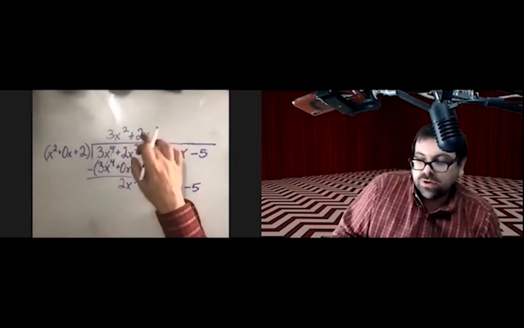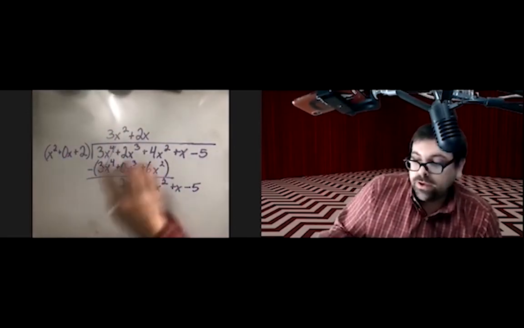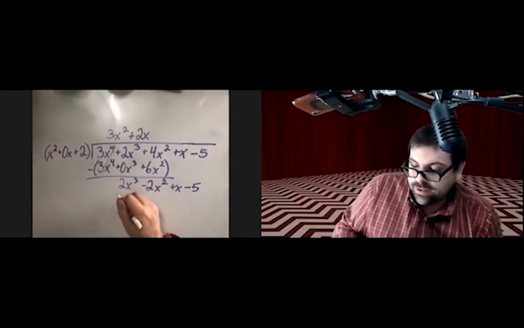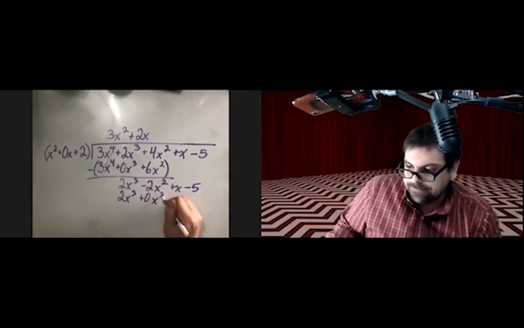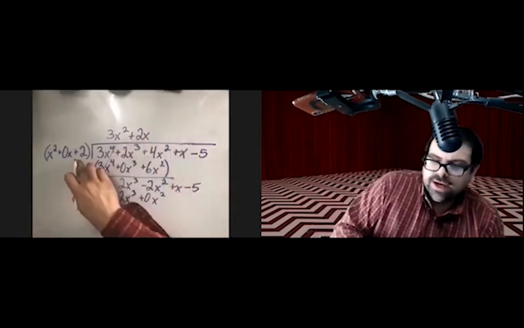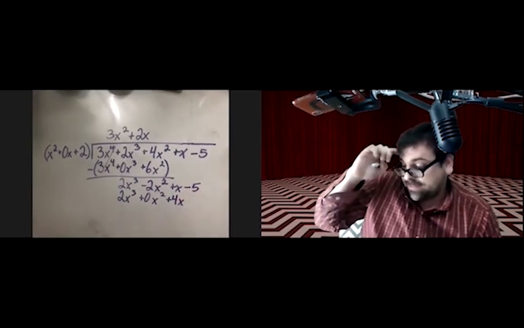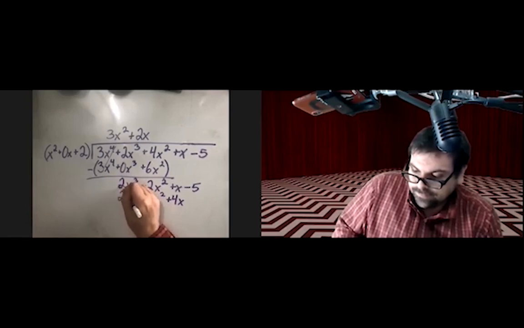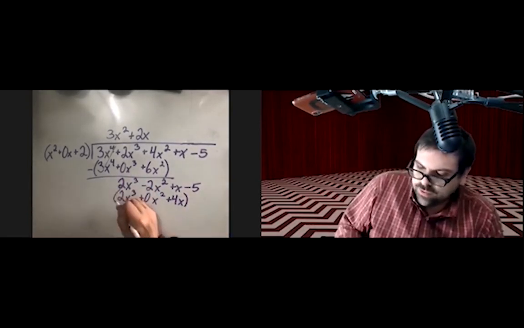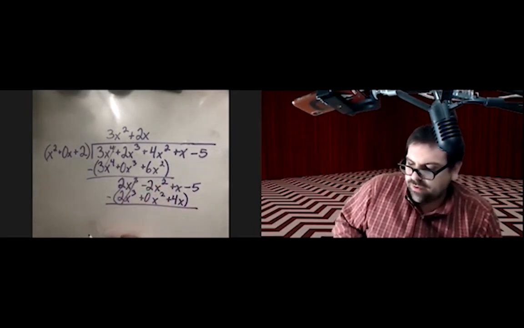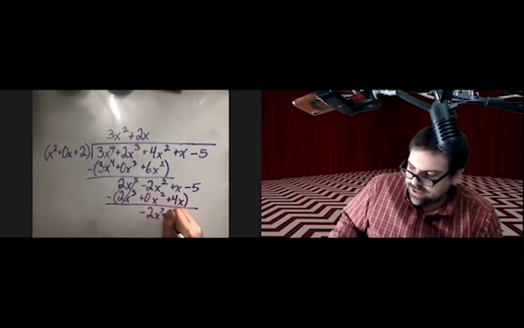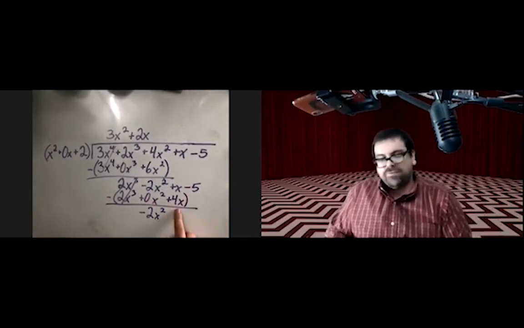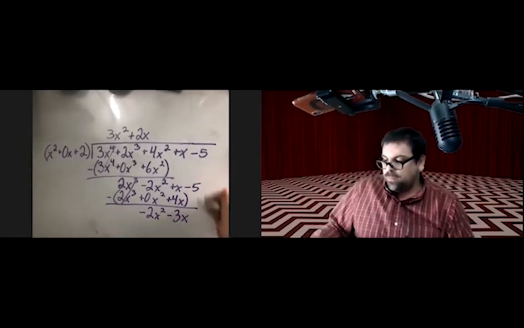Multiply that positive 2x around the corner. That's times this entire thing. 2x times x squared is positive 2x cubed. 2x times 0x, that's a plus 0x squared. 2 times 0 is 0. 2x times positive 2, that's positive 4x. We're going to subtract that whole thing. 2x cubed minus itself. Bye-bye. Negative 2x squared minus nothing. That's still minus 2x squared. X minus 4x, 1 minus 4 would be negative 3x. Bring down the minus 5.